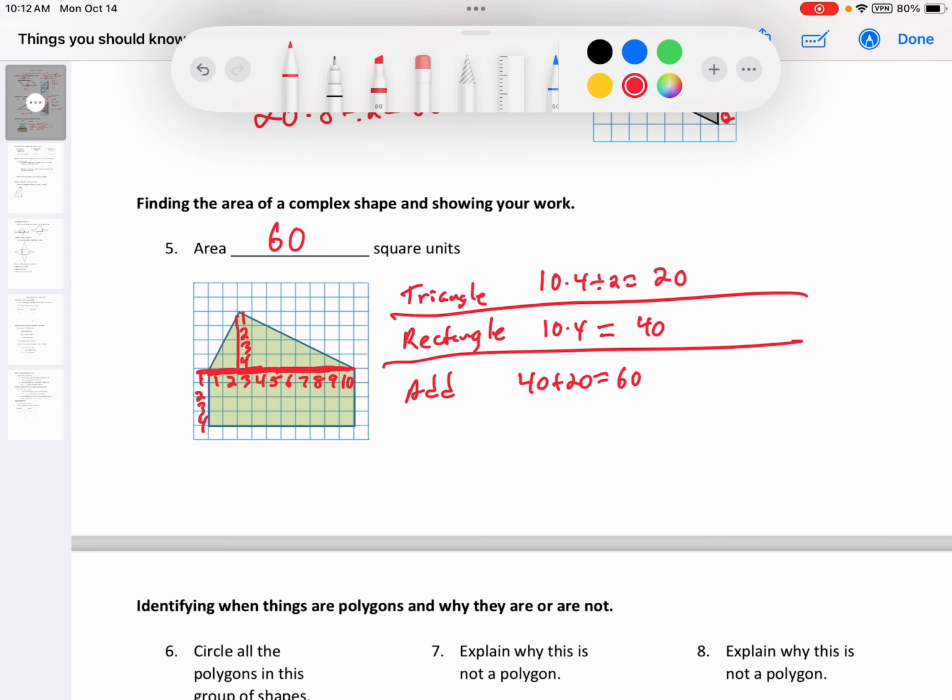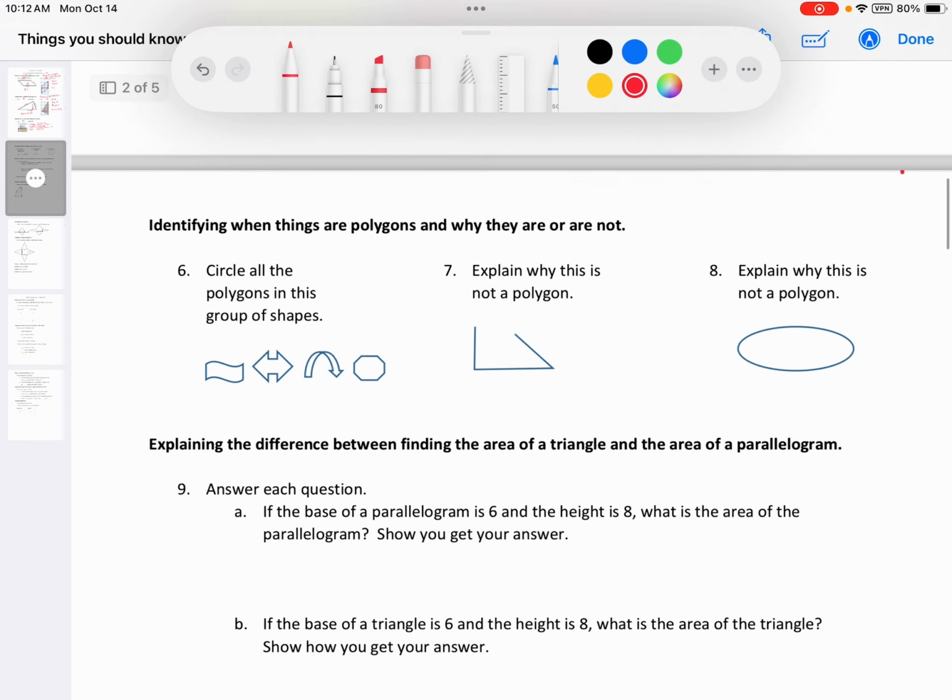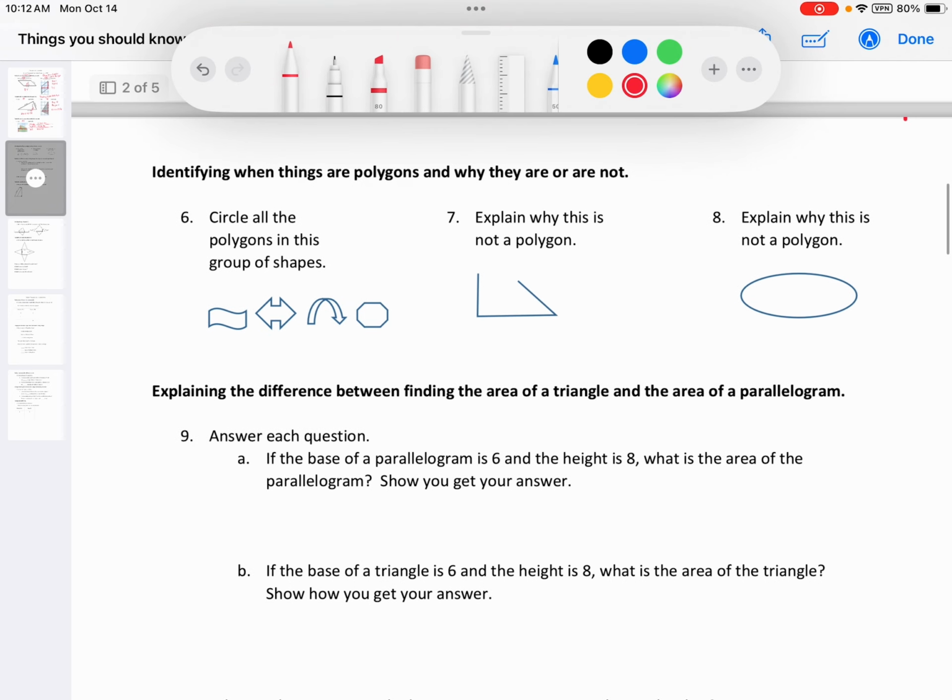Let's move on. Now, you also have to know when things are polygons and when they are not polygons. Polygons have to have three things. They have to be closed. They have to be made of straight sides. And they have to have no crosses.